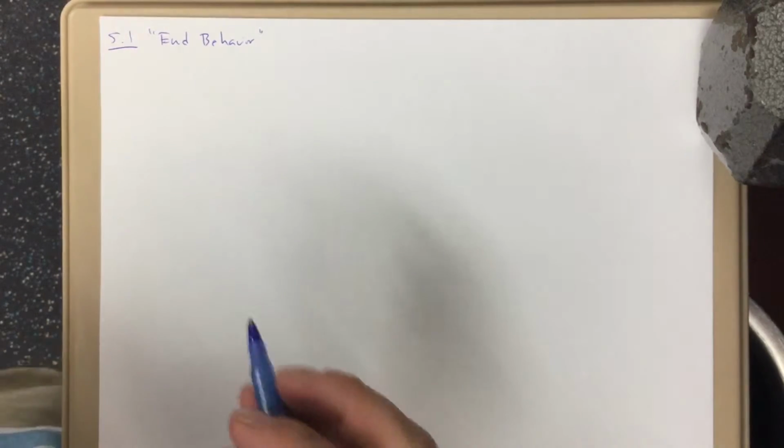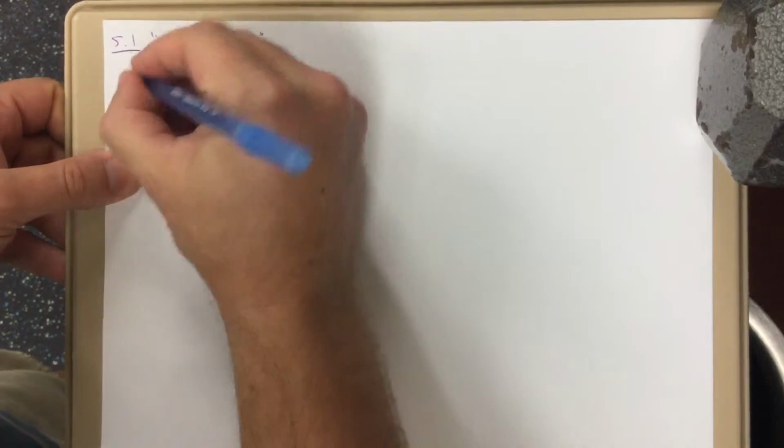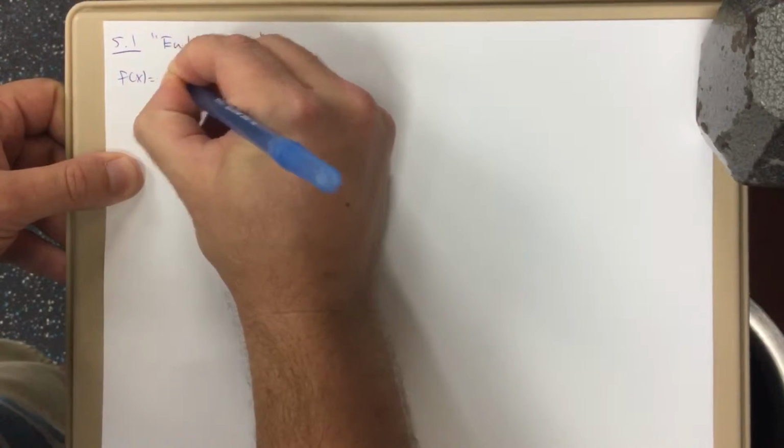All right, guys, so continuing with our polynomial functions, there's one last thing that I want to look at before we start graphing these things, and that's something called end behavior. And what end behavior is, let's take a look at the graph of f of x equals x squared.